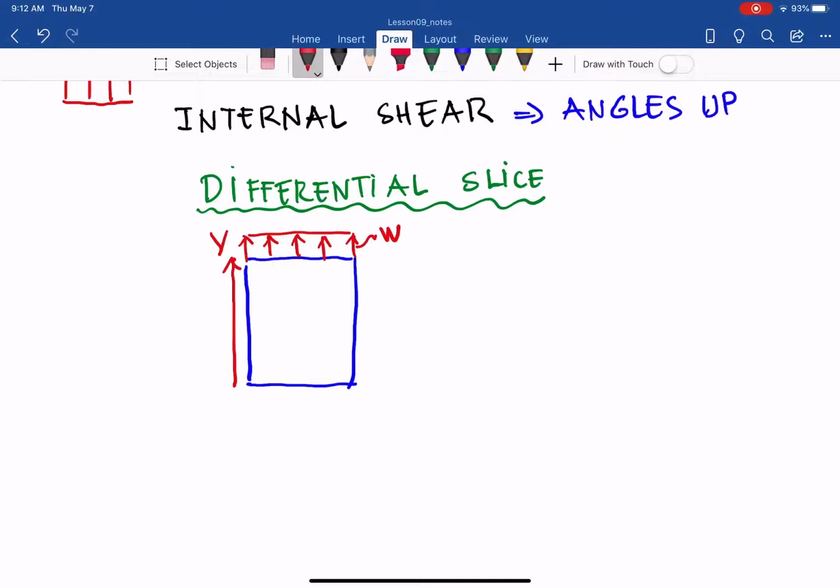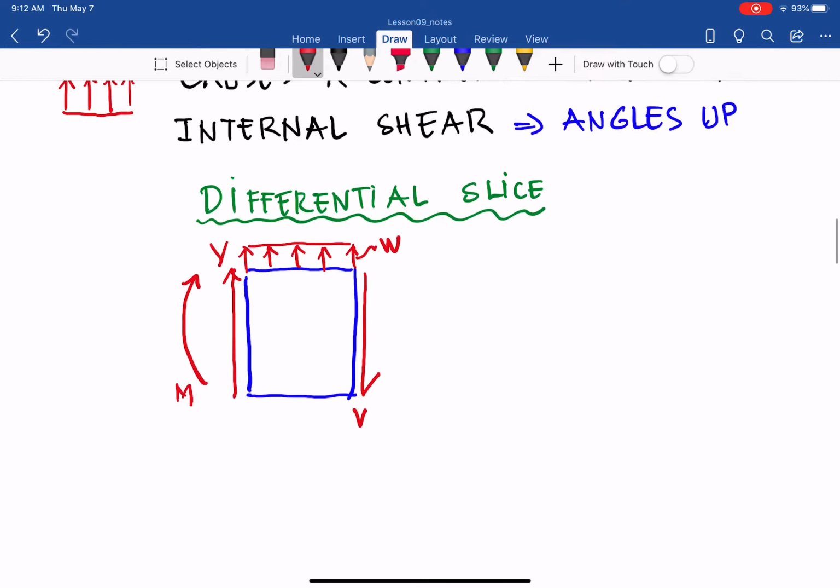And for the moment, the positive will create a tension in the bottom, so that is the positive moment that we have based on the designer sign convention as we discussed. And on the other side, the shear has to be going down to create a clockwise rotation on that differential slice to be positive shear. And V, as you can see, may not be the same as the V on the other side. So I got V plus dV, the change in the internal shear from left to right of the differential slice.